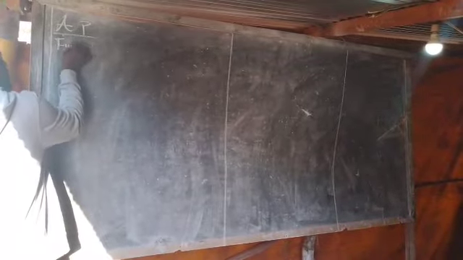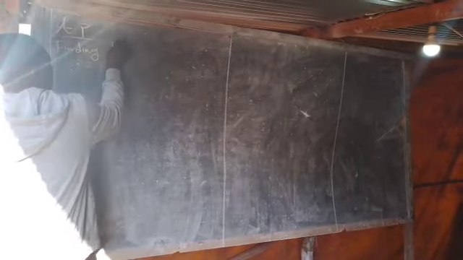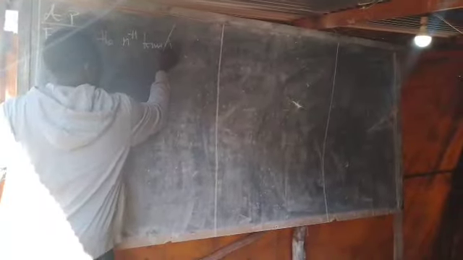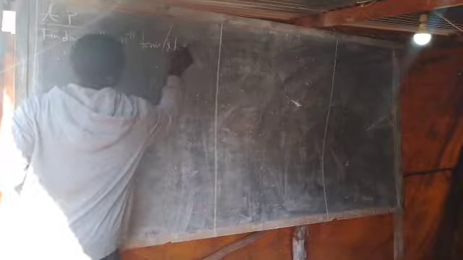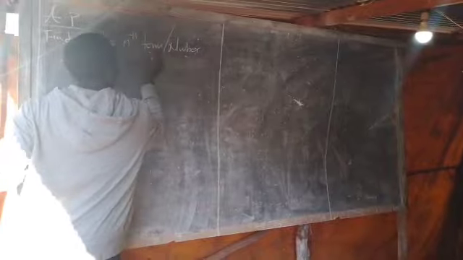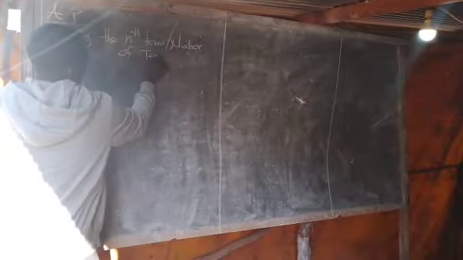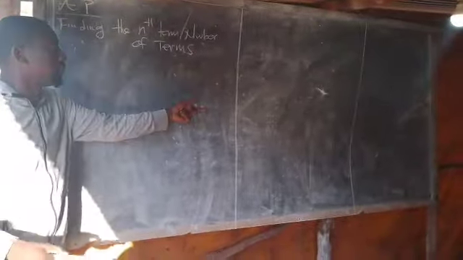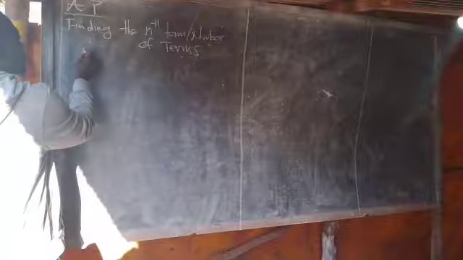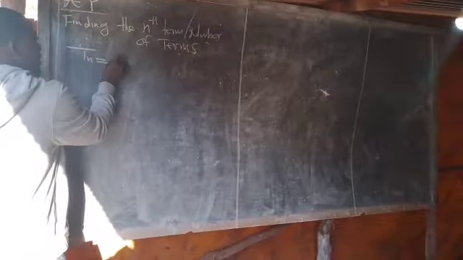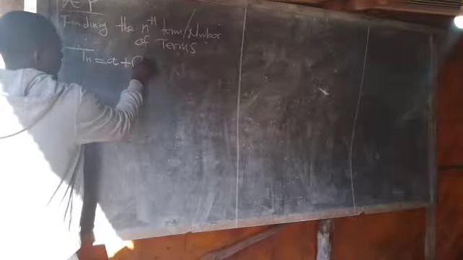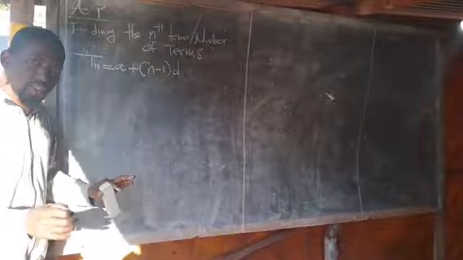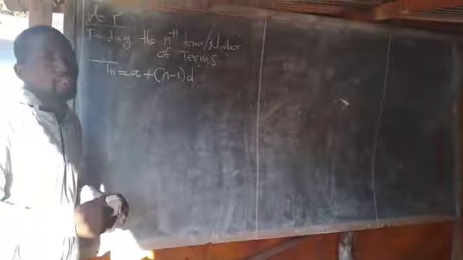So here's the thing: finding the nth term and the number of terms. When you are finding the nth term or the number of terms, the formula you will use is Tn equals a plus open brackets n minus 1 d. That formula is used when you're finding the nth term or the number of terms.